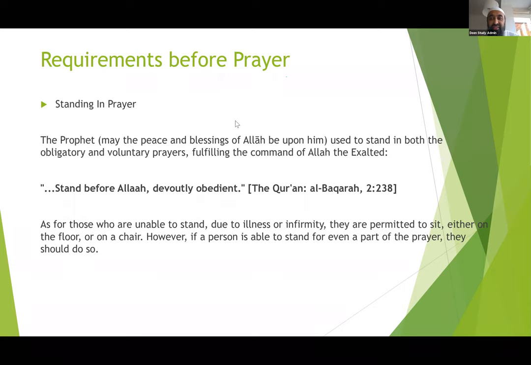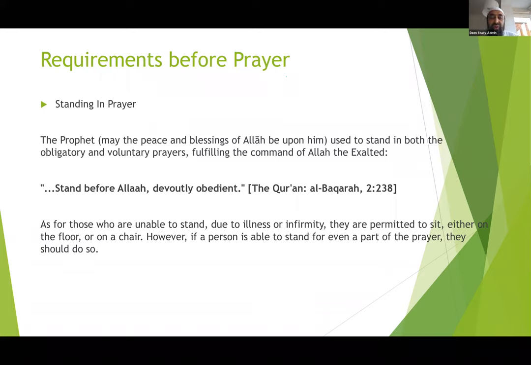Whereas today, when the smallest things happen, we get distracted in our salah, we start sniggering, someone does something, and it's not good. We need to try, as the Quran says, to be devoutly obedient in our standing in salah. So continuing, what do we see?